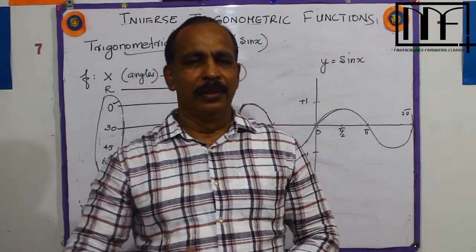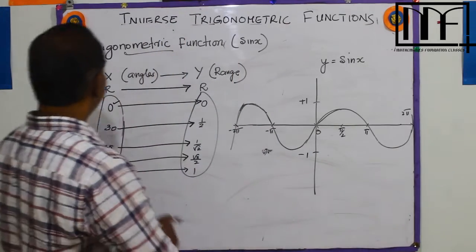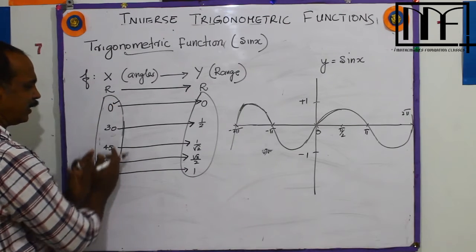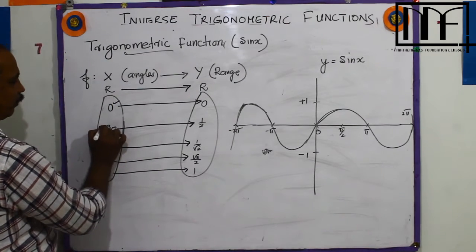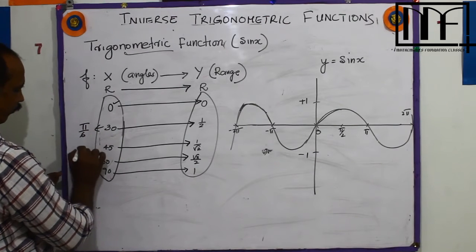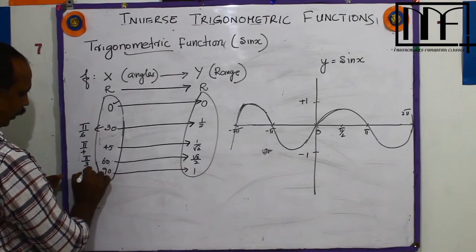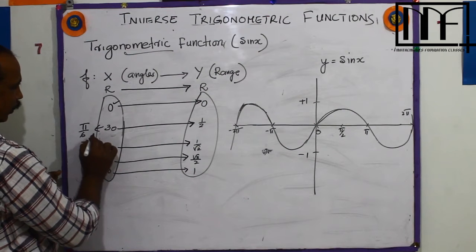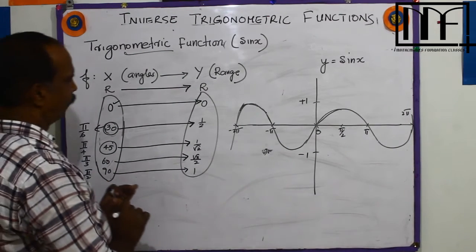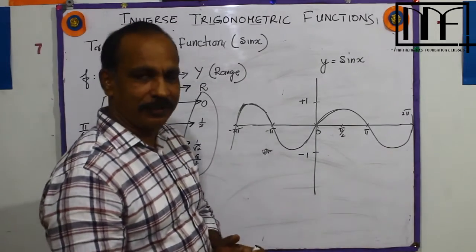As I have already told you, the elements in the domain can be any real number. And also remember that sine 0 is 0, and normally we represent angles in radians, therefore 30 degrees is equal to pi by 6, 45 degrees is pi by 4, 60 degrees is pi by 3, and 90 degrees is pi by 2. Because you know that this is measured in degrees and this is measured in radians.